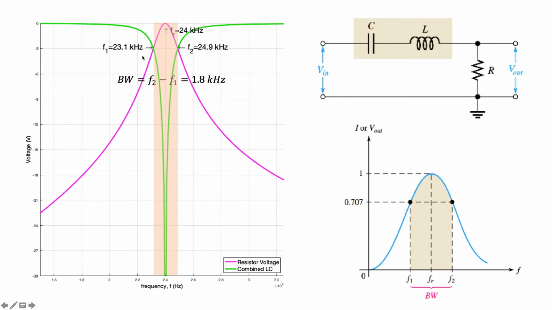Thus, all input signal is filtered out below F1 and above F2. Only the signal between F1 and F2 is allowed to pass through. The frequencies F1 and F2 are called the cutoff frequencies. This range of frequencies between the cutoff frequencies is called the bandwidth, or BW. The resistor is acting as a bandpass filter.